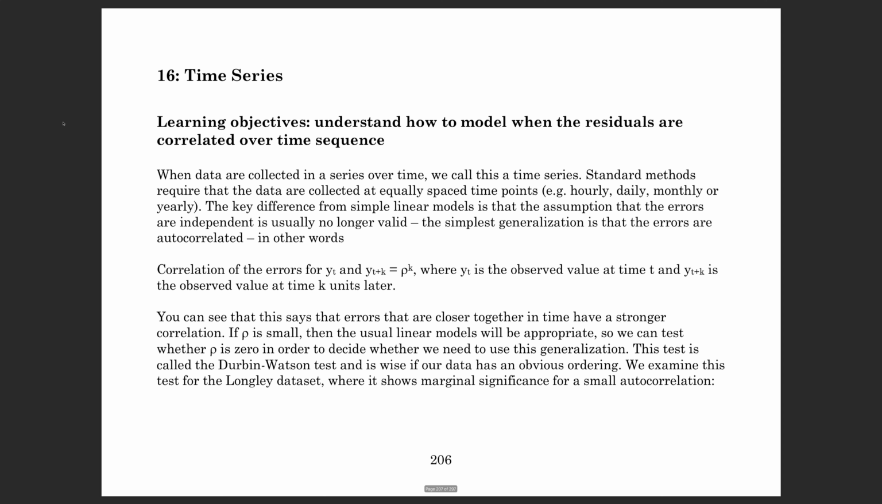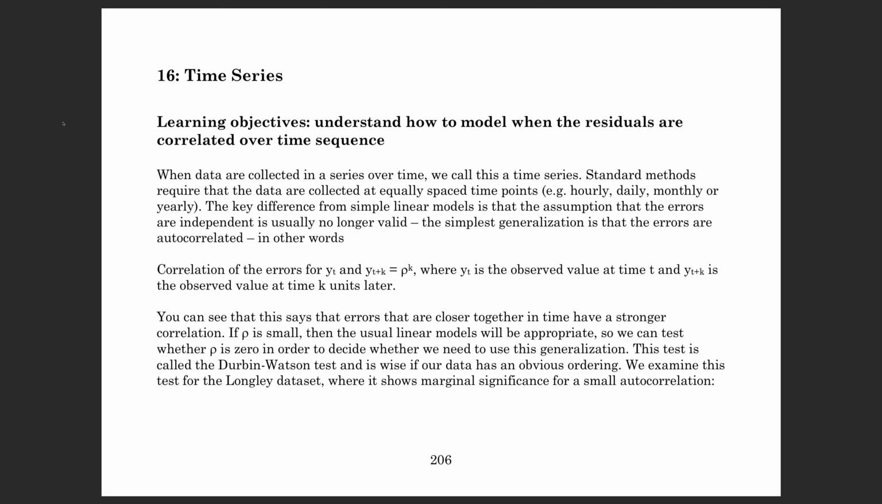Okay, so now we move on to the topic of time series. The key learning objective here is to understand how to model when the residuals are correlated over a time sequence. So the key distinction here is this correlated over time sequence. We've discussed in some detail how to model when the residuals are uncorrelated, but now we're going to look at the situation where the residuals are correlated, but specifically they're correlated over a time sequence.